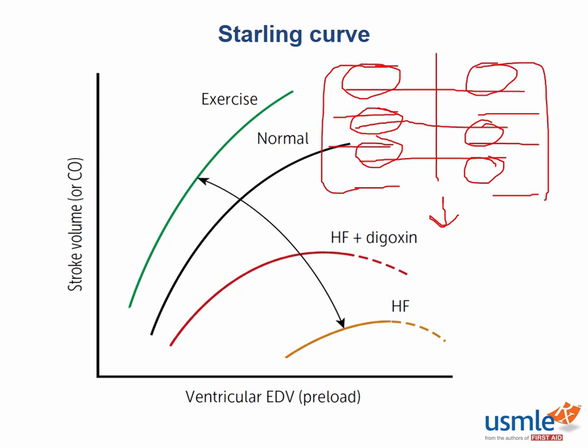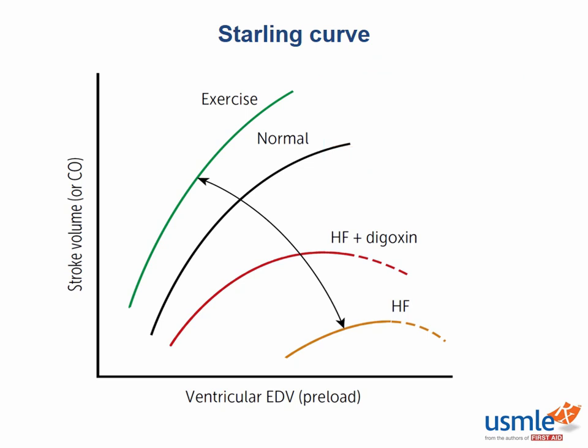So if you think about it just like a rubber band, the more you stretch the rubber band, the more it's going to bounce back. Similarly with the heart, the more you stretch the sarcomeres to a certain extent, the greater that it will recoil and contract and increase its stroke volume. So here we see the normal heart, but we also see that there's different situations, such as exercise and heart failure, where we see changes in this Starling curve.